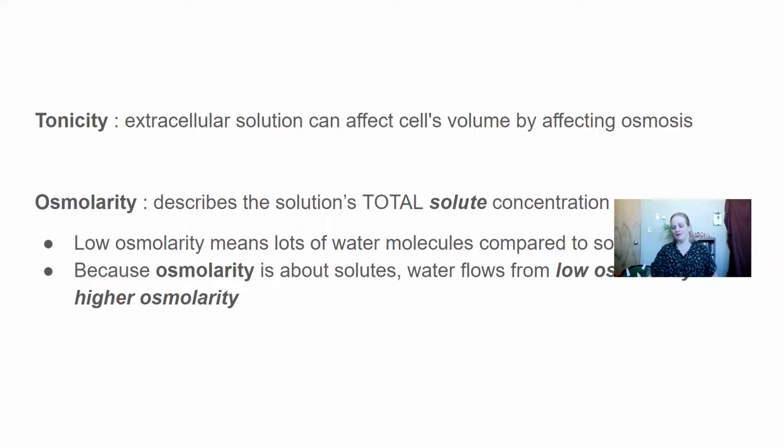Okay, so we love new vocab words. So we're going to introduce a couple more. So tonicity is a way to describe how the concentration of solutes and the stuff around the cell can affect the cell's volume by how osmosis is occurring. And so then osmolarity is describing the solution's total solute concentration.